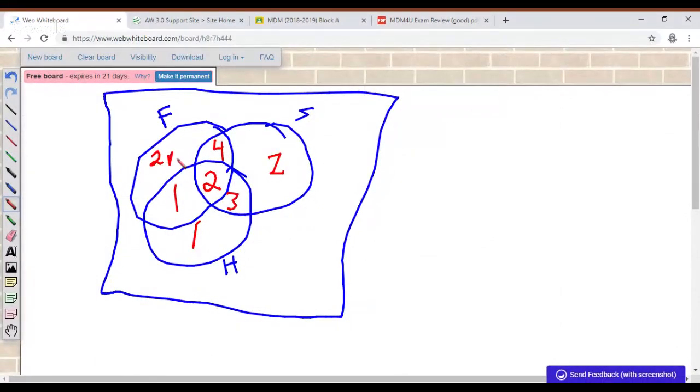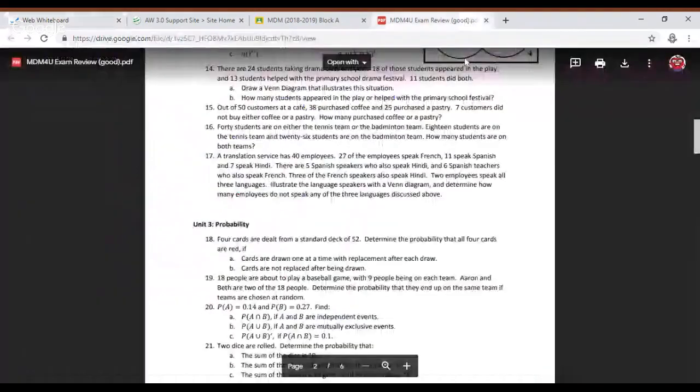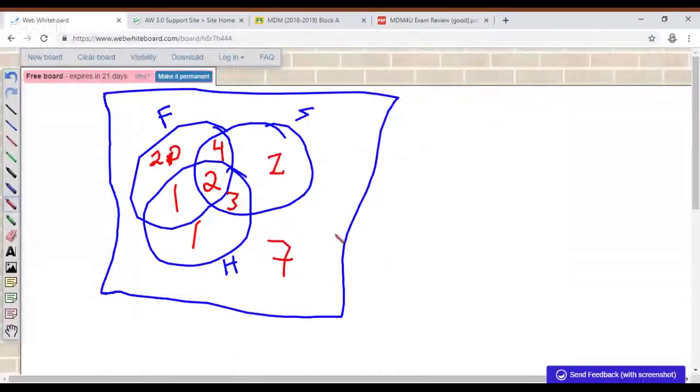And then because there's supposed to be 40 employees in total, 24, 26, 30, there's 33 people in these Venn circles, so there must be 7 out here. And I believe the question said, how many employees do not speak any of those 3 languages? So the answer is 7.